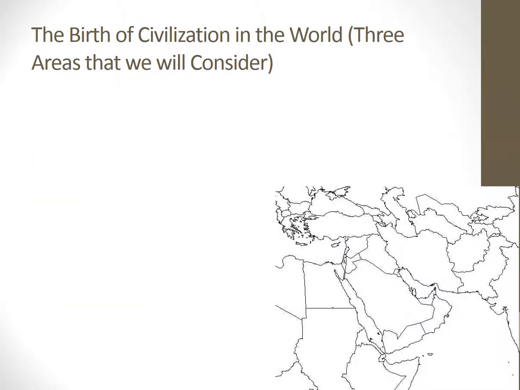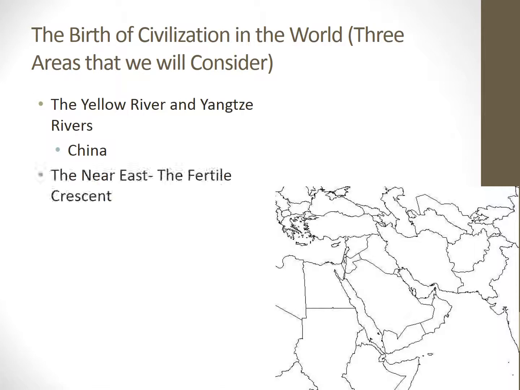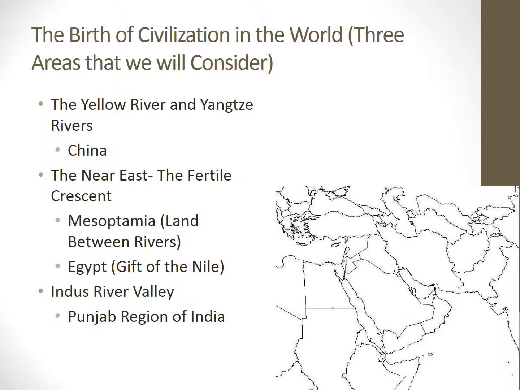In this class, we're going to consider three general areas in the birthplace of human civilizations. In China, the Yellow River and the Yangtze River. In the Near East, the area known as the Fertile Crescent, if you will, we will see the development of the first human civilizations in Mesopotamia, which is modern-day Iraq, the land between the Tigris and Euphrates rivers, and also in Egypt, the so-called Gift of the Nile.